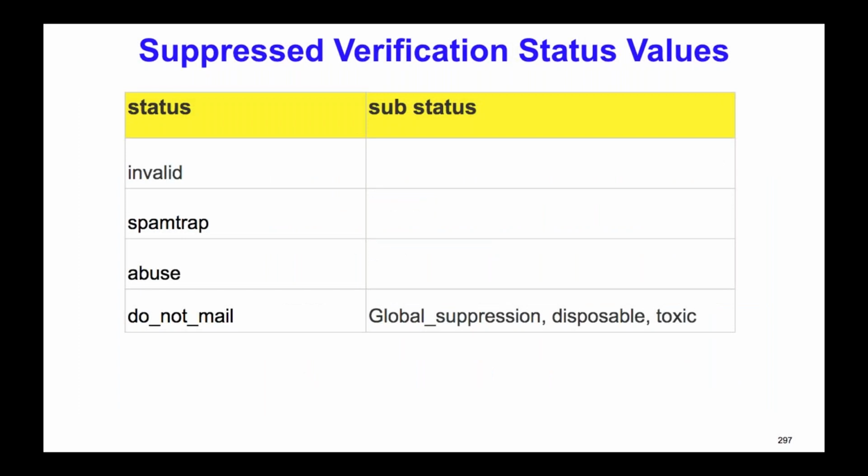So these are the suppressed verification status values in our system. Meaning if the verification status comes back as invalid, spam trap, abuse, or do not email, but even in do not email, these are the three that we capture: global suppression, disposable, and toxic. So if the substatus is one of these three substatus values for do not mail, then we auto suppress them. Basically, anything that you see in this list, they're auto suppressed by us automatically for you.